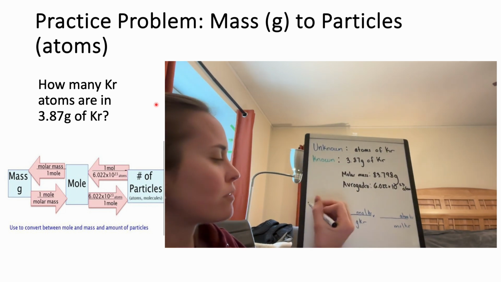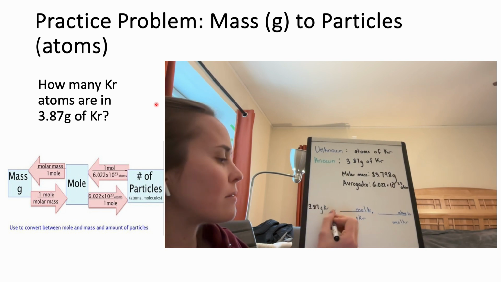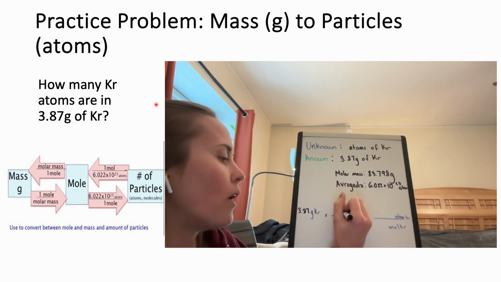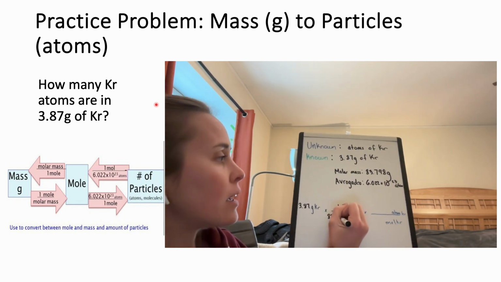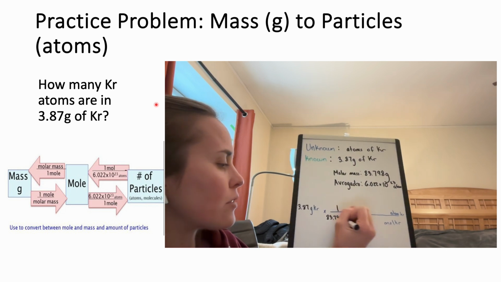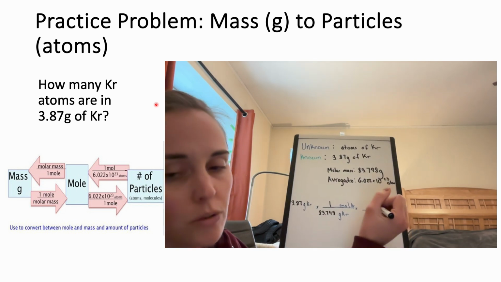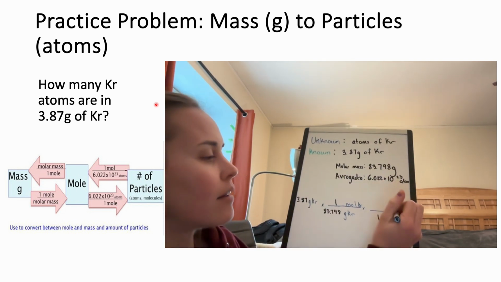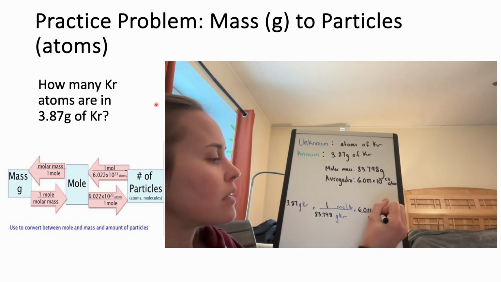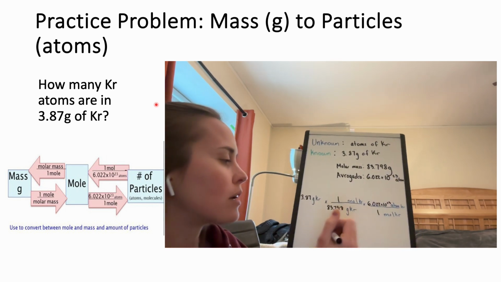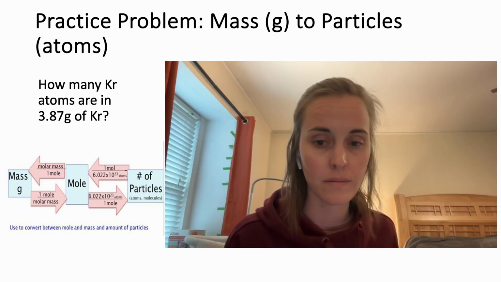So let's start with what we have. We have 3.87 grams of krypton. And the molar mass, for every 1 mole of krypton, there is 83.798 grams of krypton. And then for every 1 mole of krypton again, because we're just saying this is an equivalent number here, the atoms, there is Avogadro's number, 6.022 times 10 to the 23rd atoms of krypton. And now that you have those written out, you are going to solve them using your calculator.